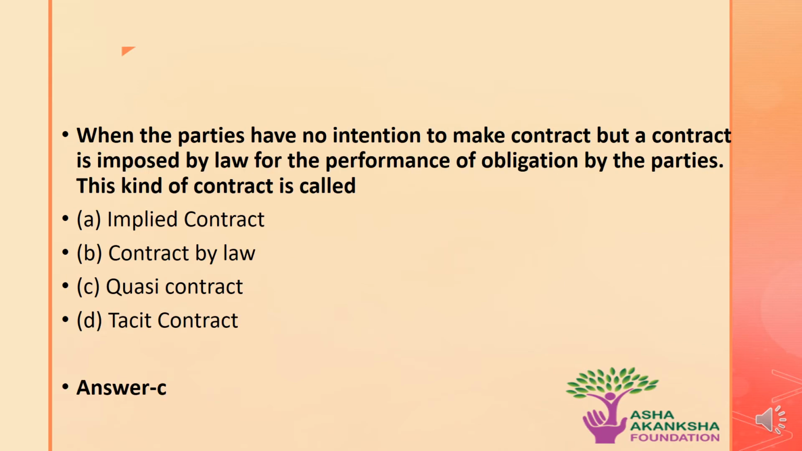The next question is: when the parties have no intention to make a contract but a contract is imposed by law for the performance of the obligation by the parties, this kind of contract is known as what? The options are A, implied contract, B, contract by law, C, quasi contract, or D, tacit contract. The correct answer to this question is option C. That means to say, the contract in which the parties have no intention to make a contract but a contract is imposed by law for the performance of the obligation by the parties is known as quasi contract.